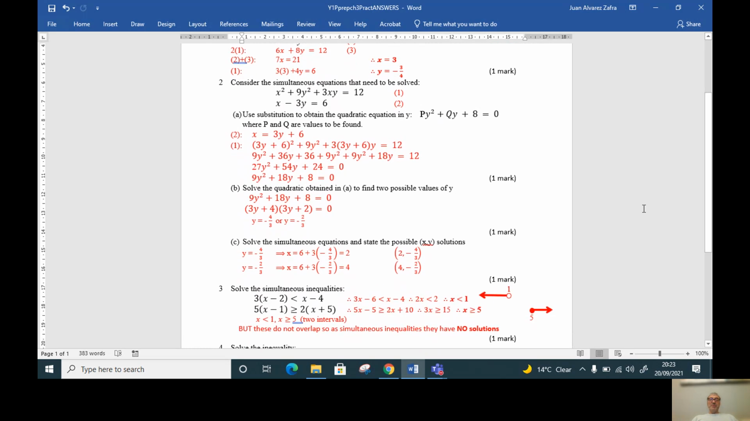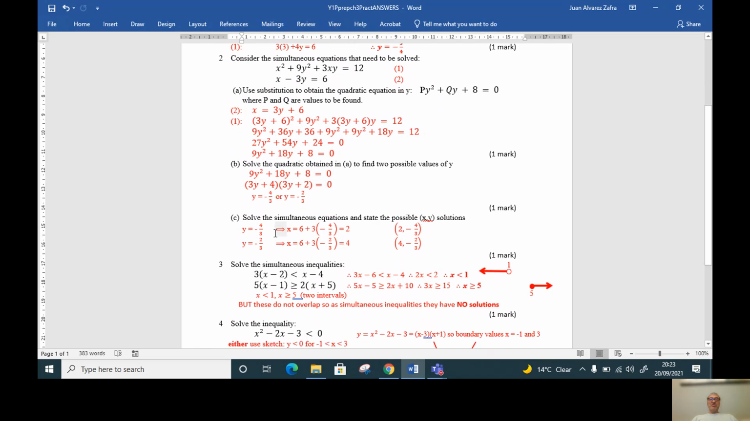And then for part B, I'm going to factorize, although of course I could complete the square or use a formula. And I get that 3y plus 4 is 0, or 3y plus 2 is 0, which means that rearranging 3y plus 4, I get y equals minus 4/3, or rearranging 3y plus 2 is 0, I get y equals minus 2/3. And then putting each of these values into the equation x equals 3y plus 6, for example, which is the easiest, I get x being 2 and x being 4.